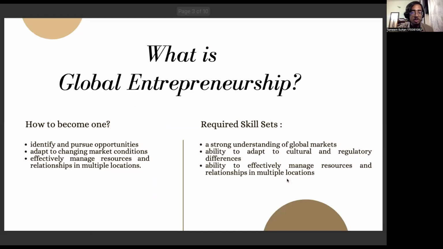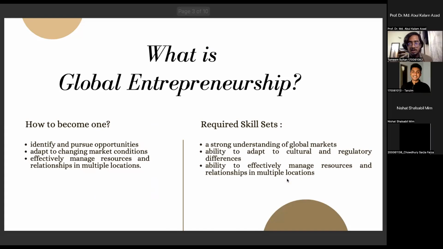So what is global entrepreneurship? Global entrepreneurship refers to the process of creating and managing a new business venture that operates in multiple countries and has a global reach. Basically, when a startup launches with a global focus, or when a startup establishes business that expands into the international market, that is when we call a business a global business.